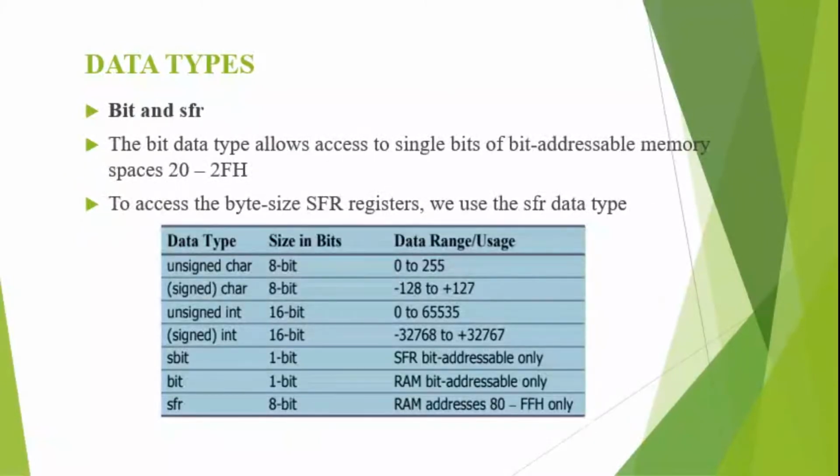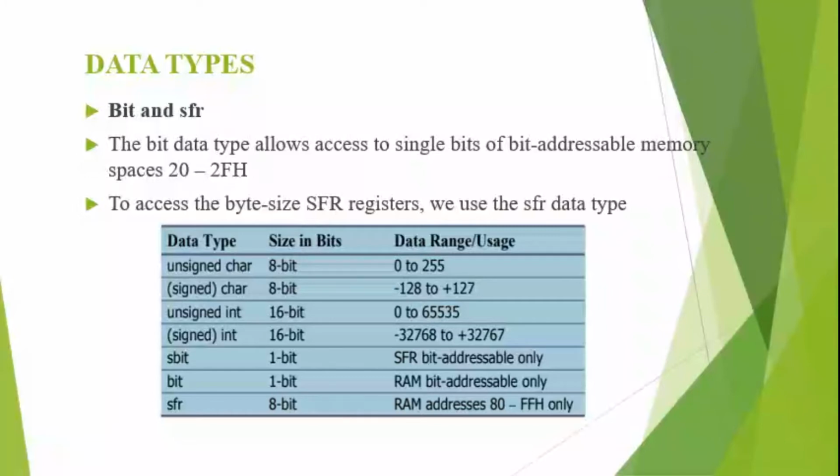Next data type is bit and SFR. The bit data type is used to access single bits of the bit addressable memory space, that is 20 to 2FH. And to access the byte size SFR register, we use the SFR data type. So let us see the data type, the size in bits, and the data range or its usage. Unsigned char is 8-bit and the range is 0 to 255. Signed char is 8-bit. The range is -128 to +127.